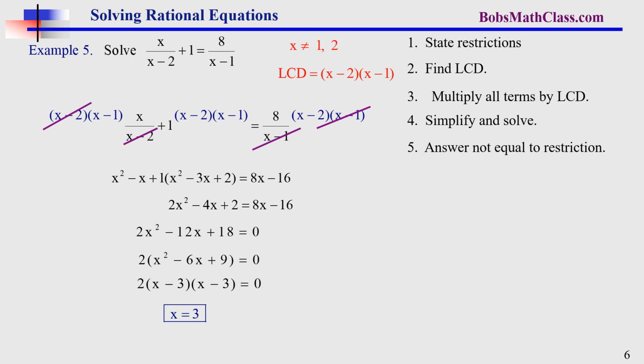X equals 3 is not equal to one of the restrictions, so we're good. Check. Here we showed a little bit of a check. So 3 over 3 minus 2 plus 1 equals 8 over 3 minus 1. So we get 4 equals 4. It works. We feel good about our solution. We can move on.